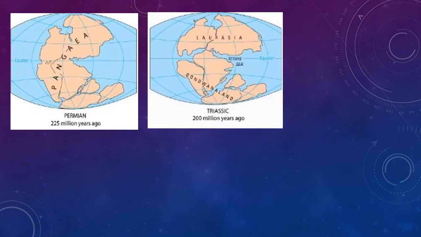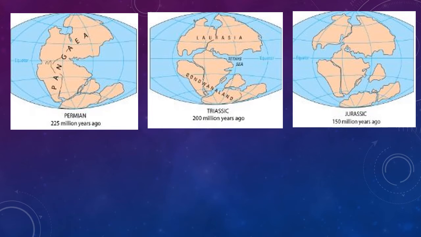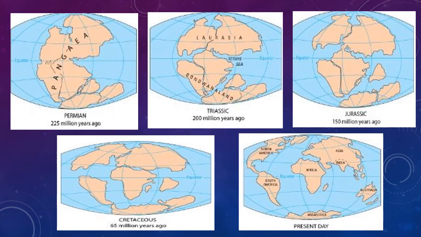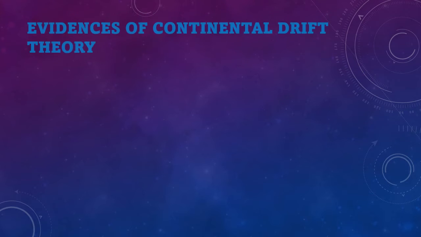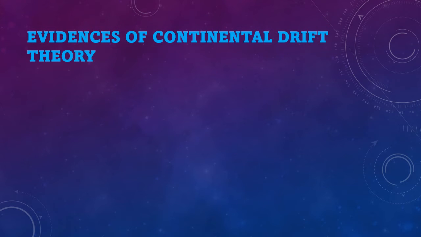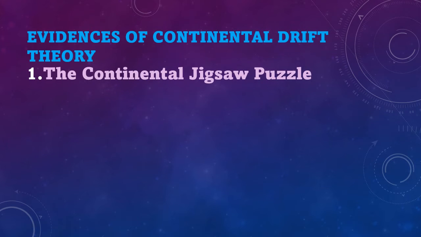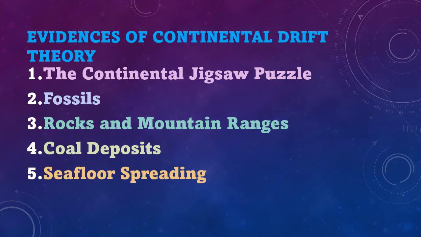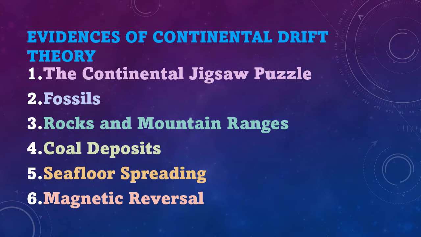Wegener believed that continents were once joined together in a single landmass, and it is shown in the following pictures. To support the idea of continental drift theory, let us notice the following evidences. Number 1. The continental jigsaw puzzle. Number 2. The fossils. Number 3. Rocks and mountain ranges. 4. Coal deposits. 5. The sea floor spreading. And lastly, magnetic reversal.